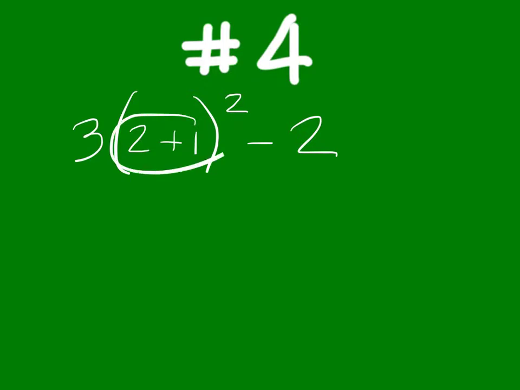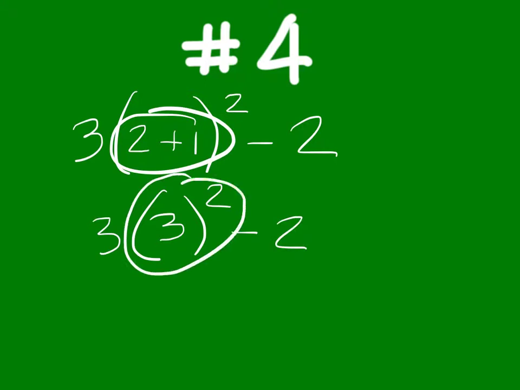Two plus 1 is 3. And then you have to square the 3 to get 9. Multiply 3 times 9 to get 27 and subtract 2.